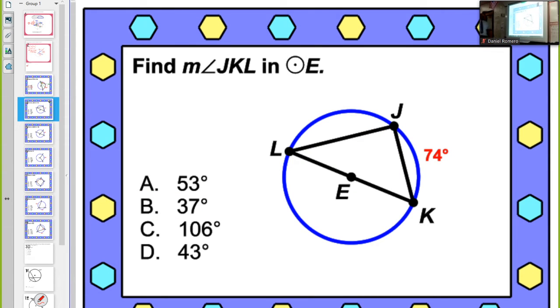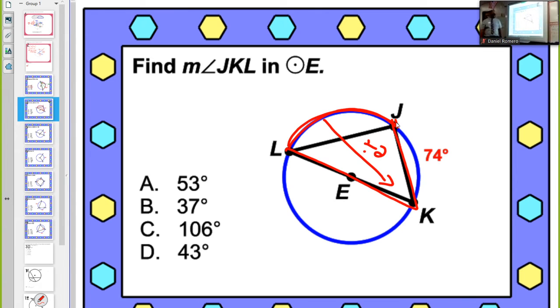Find the measure of angle JKL. Alright, so what type of angle is JKL? Inscribed. And I know that for an inscribed angle, if I can figure out the arc that it's intercepting, all I would have to do is divide it by 2.